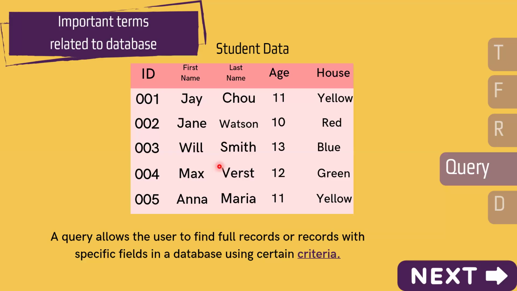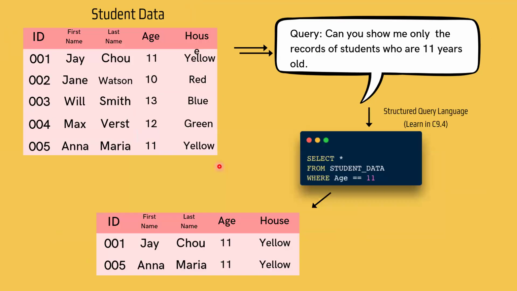Now we have the query. Then how can we go for a certain query? What can the query do? Can you show me only the records of the students who are 11 years old? So what will the query be for this one? It can be somewhat like this.